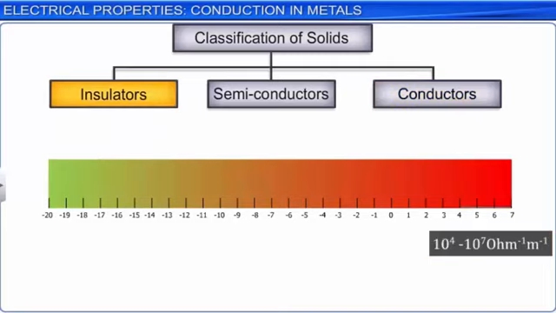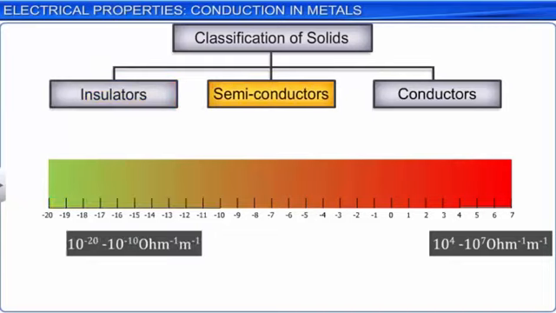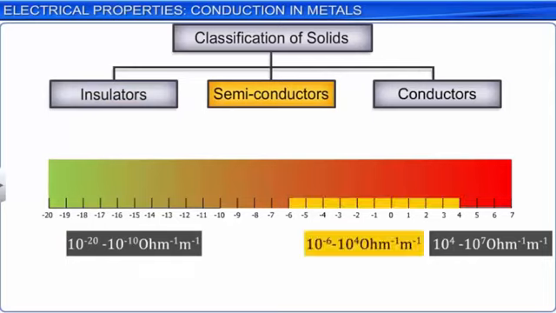Insulators have extremely low conductivities, ranging between 10 to the power minus 20 and 10 to the power minus 10 ohm inverse meter inverse. Semiconductors have conductivities in the intermediate range, from 10 to the power minus 6 to 10 to the power 4 ohm inverse meter inverse.